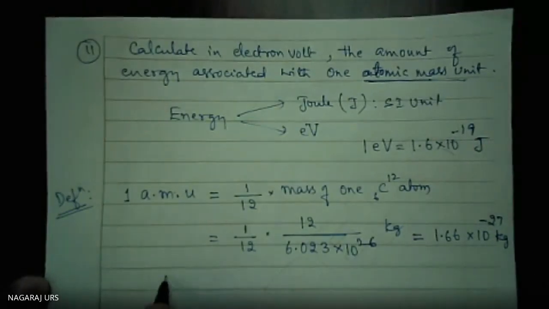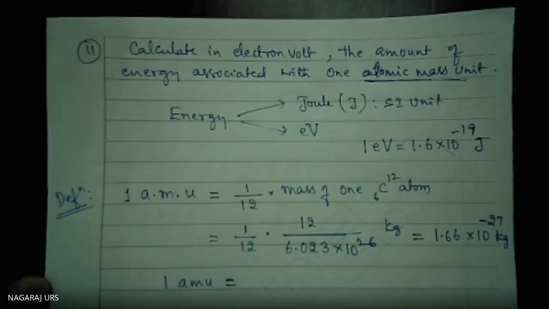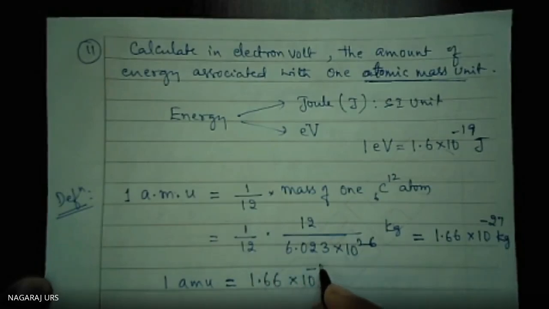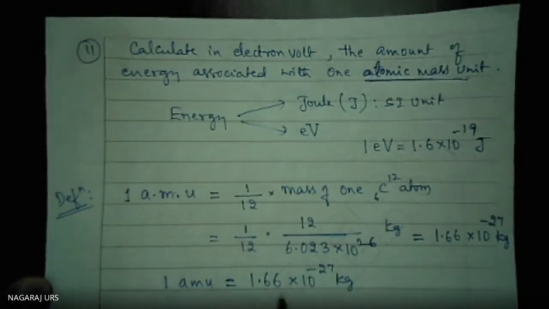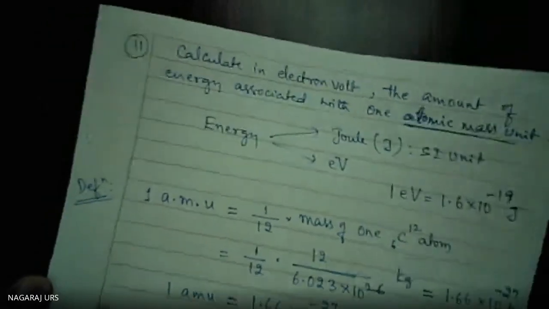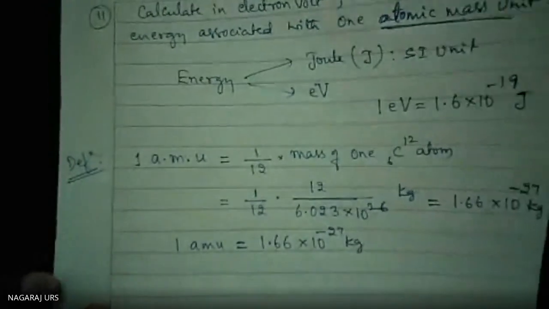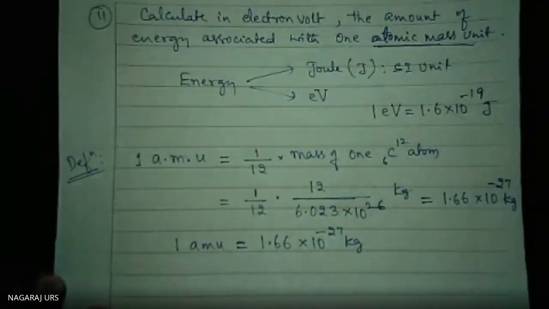So this is a well-known thing. We have to remember this one as a degree student. If any lower class student asks you, you are supposed to say directly that 1 AMU is equal to 1.66 into 10 to the power minus 27 kg. This is the atomic mass unit in terms of kg. Both are in terms of mass.